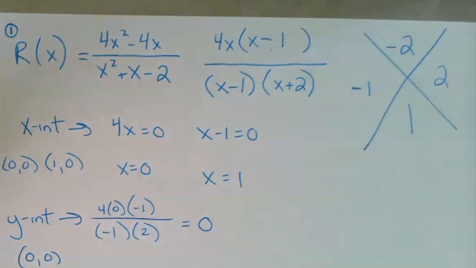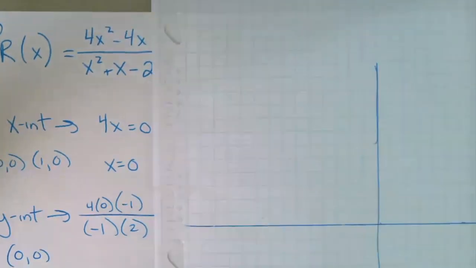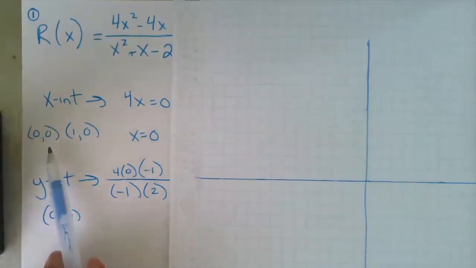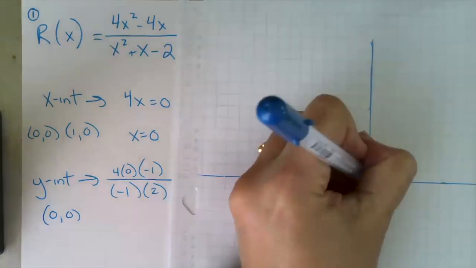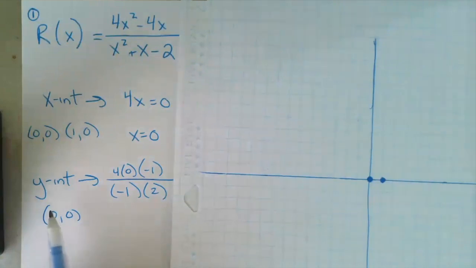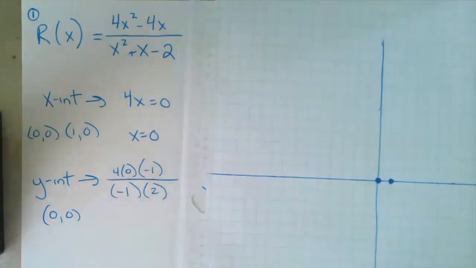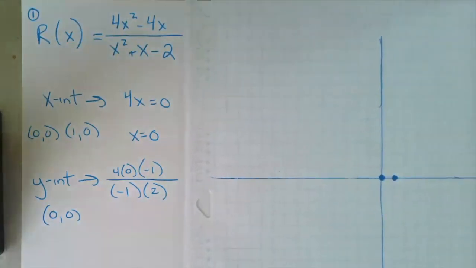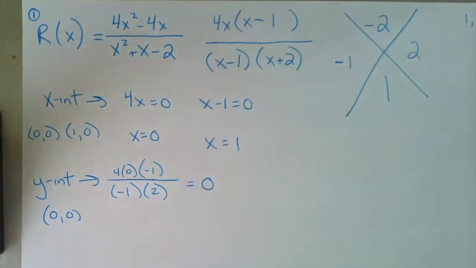So I am going to grab a final piece of graphing paper. I am going to do my x-intercepts at (0, 0) and at (1, 0). And my y-intercept is that same (0, 0). Now, the one thing I forgot to do here is check for holes.